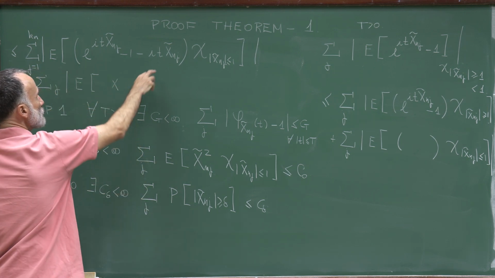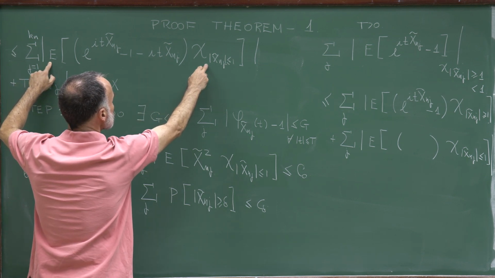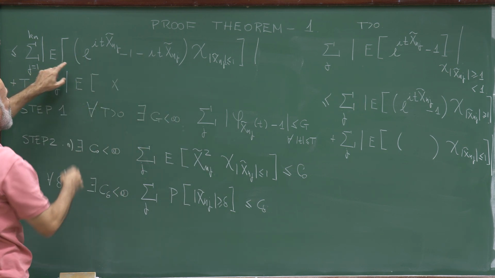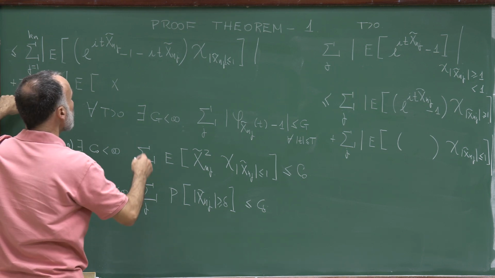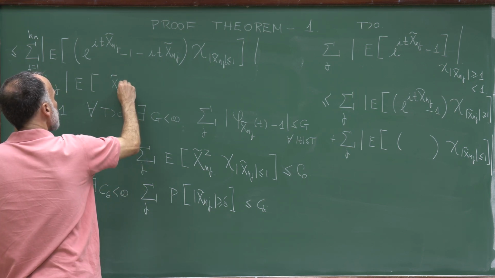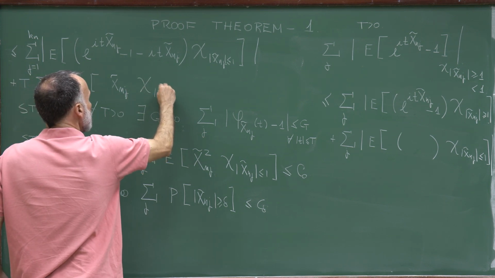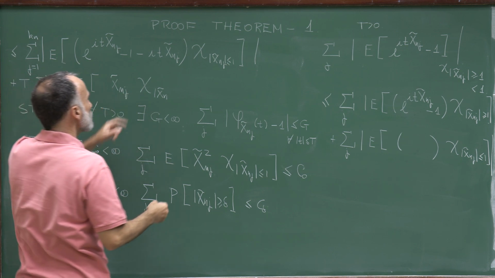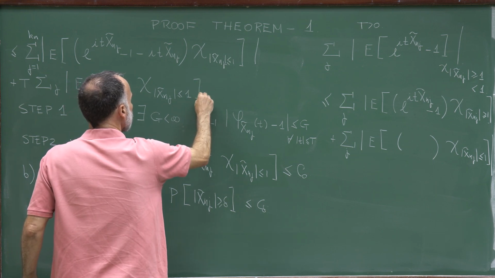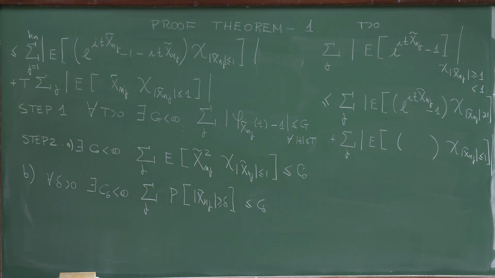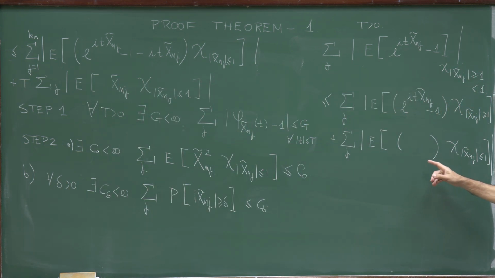So I have the second term, which is the expectation of i t x̃_n times this characteristic function. The i goes away, t is bounded by capital T, and what remains is x̃_nj times the indicator of the set where x_nj is bounded by 1, which is bounded by 1. Right? So let me go back again, because maybe you're confused.